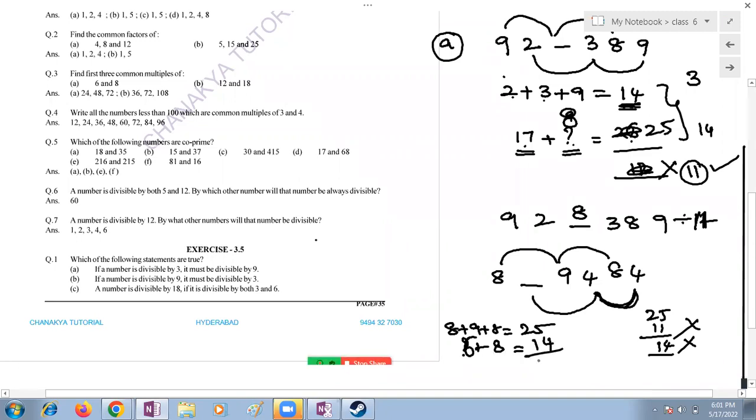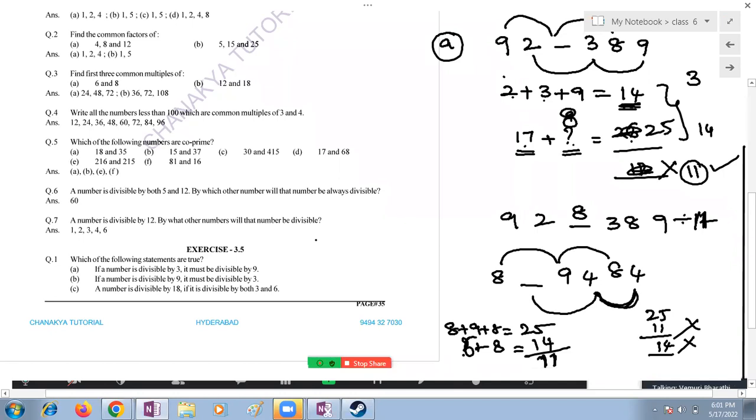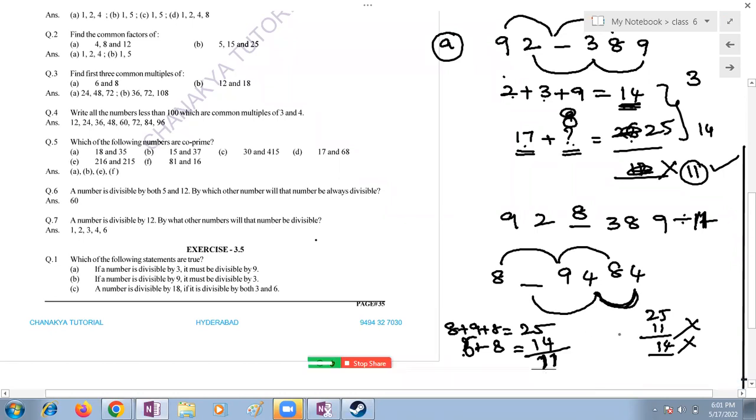Very good. Yes, the difference should be 11. So yes, we can take 6 on this. Okay, ma'am. Like that you need to think a lot, children. That's why it takes time. Because of this type of questions, please practice regularly, children. A lot of thinking will happen in these varieties of questions.